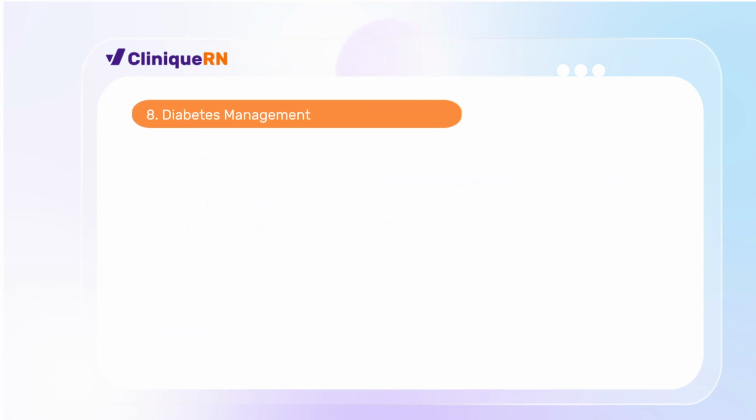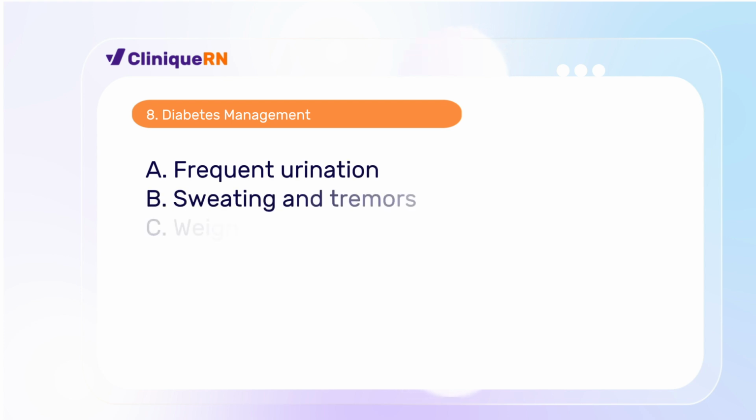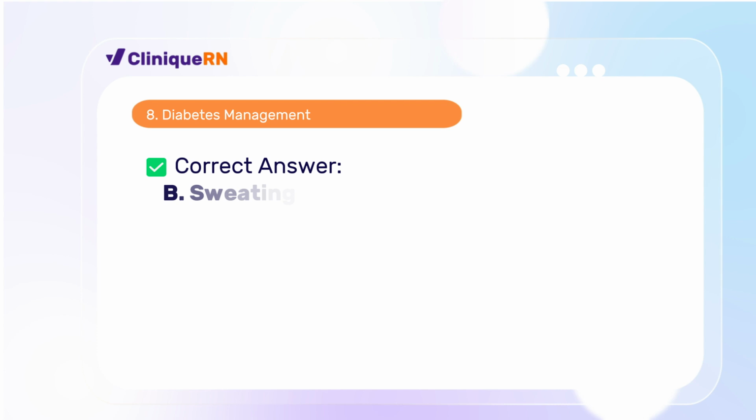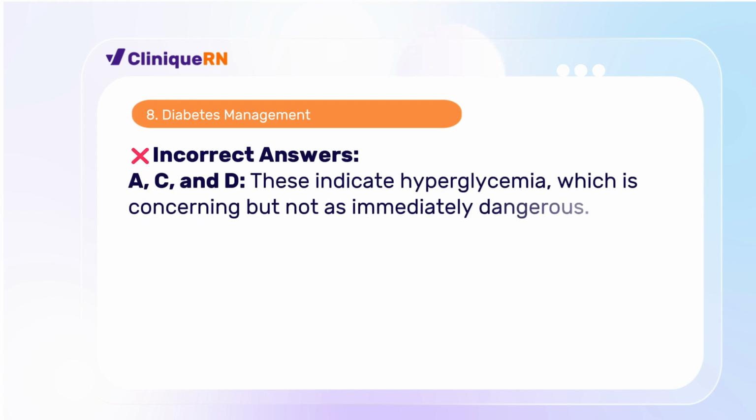8. Diabetes management. Question: Which symptom is most concerning in a patient with diabetes? A. Frequent urination. B. Sweating and tremors. C. Weight gain. D. Increased thirst. Correct answer: B. Sweating and tremors. Rationale. Correct. These are signs of hypoglycemia, which is life-threatening. Incorrect: A, C, and D. These indicate hyperglycemia, which is concerning but not as immediately dangerous.